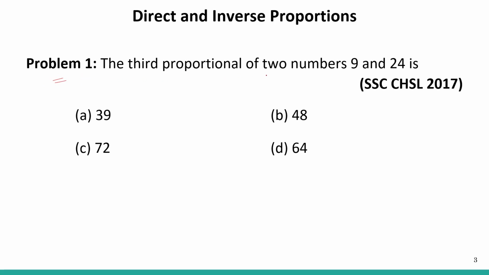The third proportional of two numbers 9 and 24 is: is it 39, 48, 72 or 64? This question has been asked in the SSC CHSL 2017 exam. As you can see, these two numbers are both divisible by 3. So 3 divides 9 and 3 also divides 24.